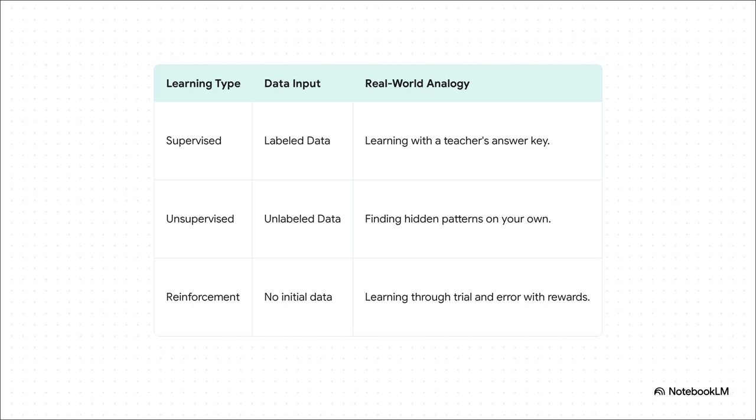This time, you've got no answers, no labels. Imagine someone just dumps a massive, jumbled box of Legos in front of you and says, sort these. You'd start finding patterns on your own. And last but not least, we've got reinforcement learning. This one is all about trial and error. It is exactly like training your dog. You give it a treat for good behavior, and over time, it learns what to do.